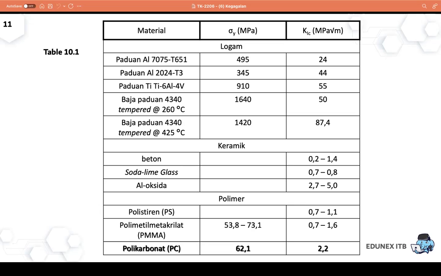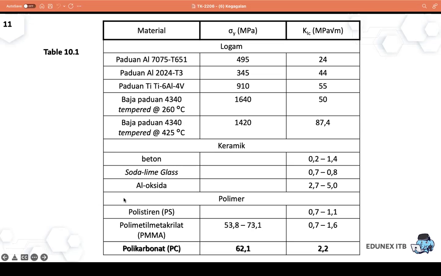However, if you look here at this one, beton, or concrete, or this soda lime glass, the window glass, or aluminum oxide, they have a very small fracture toughness. That means when there is some crack, it won't be able to withstand it, and the crack will easily propagate, easily grow, and then cause the failure.